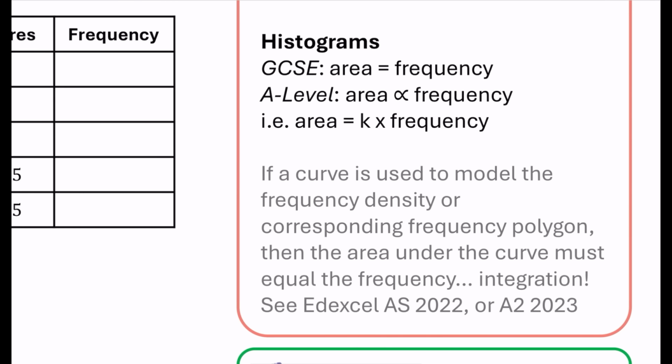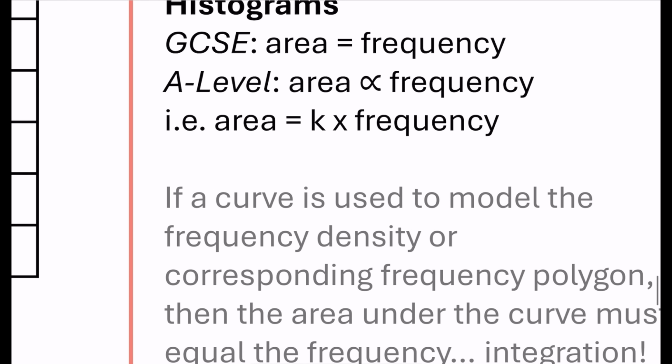Now, the reason I'm covering histograms is because at GCSE, it was just that the area of the histogram was exactly equal to the frequency. But at A-level, the area is just proportional to the frequency, which means that you say that either the area is equal to some kind of scaling factor times the frequency, or alternatively, the frequency is equal to some kind of scaling factor multiplied by the area. They're both equivalent, but it depends on which you want to use.